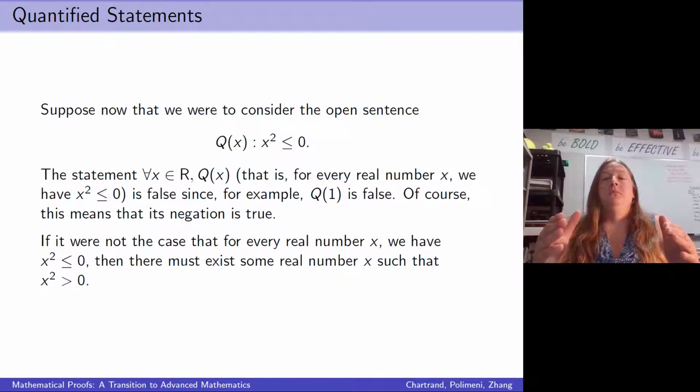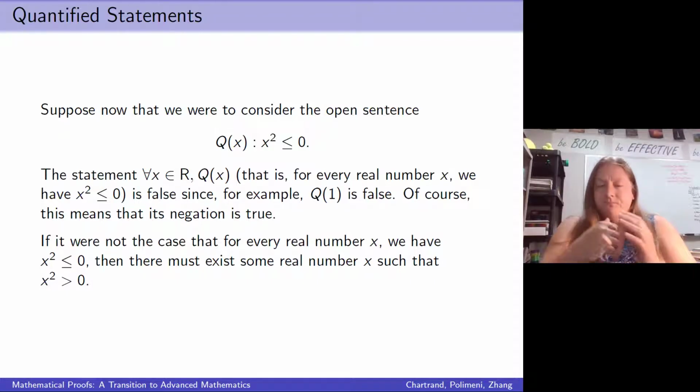So let's consider a different open sentence. Let's consider Q of x, an open sentence that says x squared is less than or equal to 0. Now, if we put the universal quantifier out in front and say, for all x in the real numbers, Q of x, what I'm saying is, for every real number x, we have x squared is less than or equal to 0. You're probably thinking already, that's not true, because 1 squared is 1, which is not less than or equal to 0, so it's false.